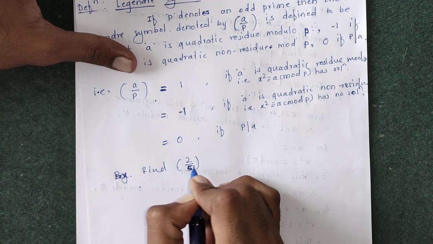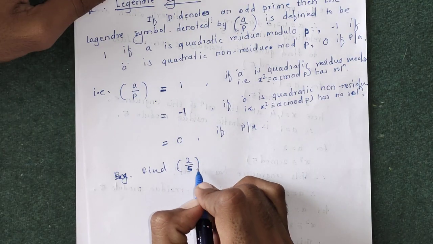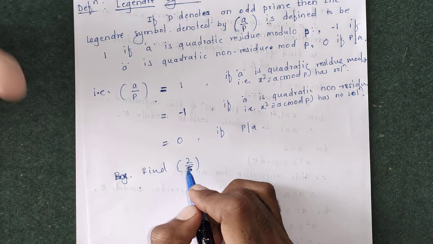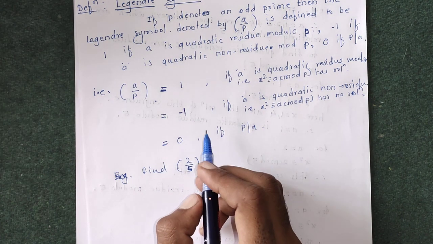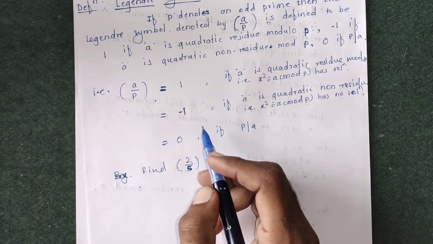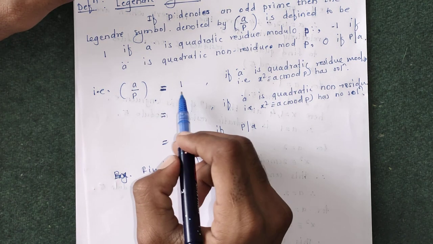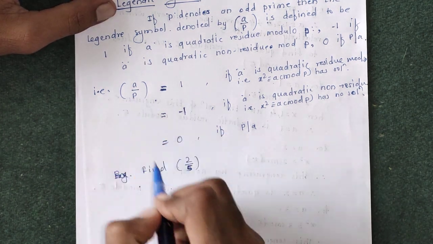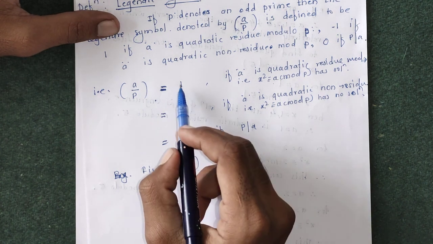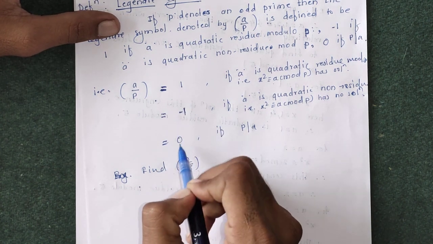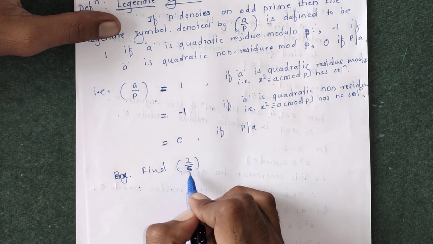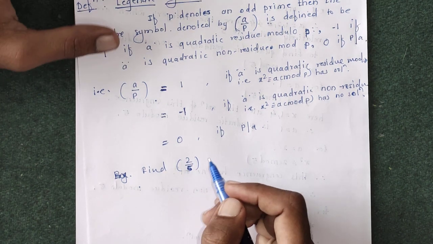Legendre symbol of 2 and 5. To find it, we know that the values of the Legendre symbol are 1, minus 1 or 0. You will not get the value of the Legendre symbol as 3, 4, 5; just 3 values are there: 1, minus 1 and 0. The answer of this example must be either 1, minus 1 or 0, depending on whether the congruence x square is congruent to 2 mod 5 has a solution or not.